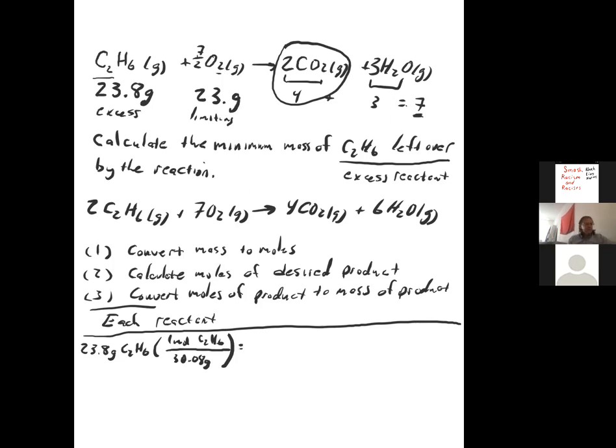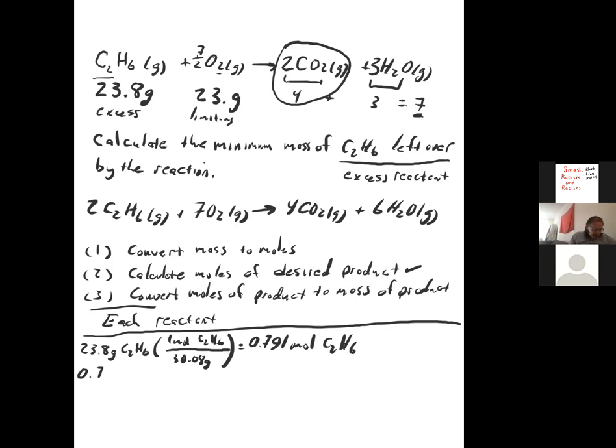So now we're going to divide it by the molar mass. 23.8 divided by 30.08 is 0.791 moles of C2H6. Step 2, now figure out the moles of one of the products. So if they said carbon dioxide, you could use that. But if they don't, use any one you want. So I'm going to use the CO2.